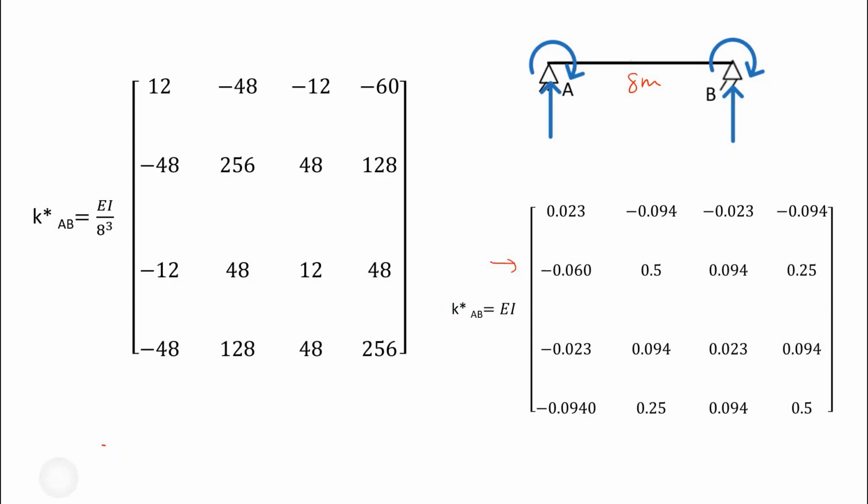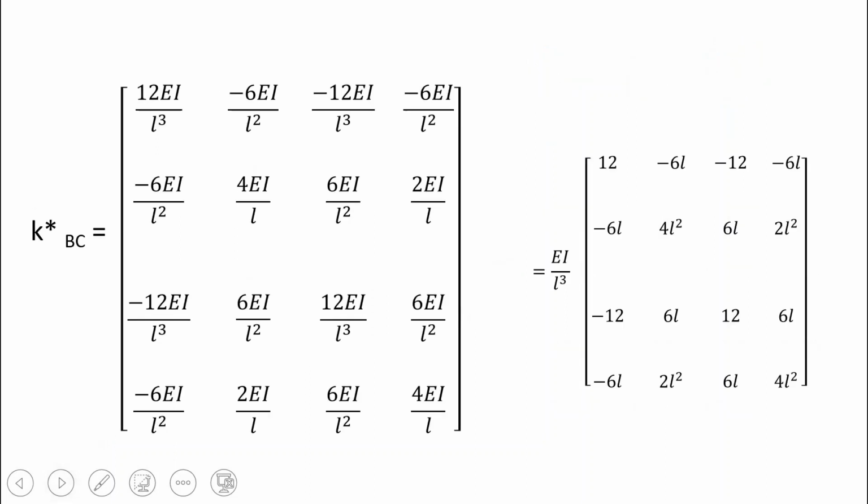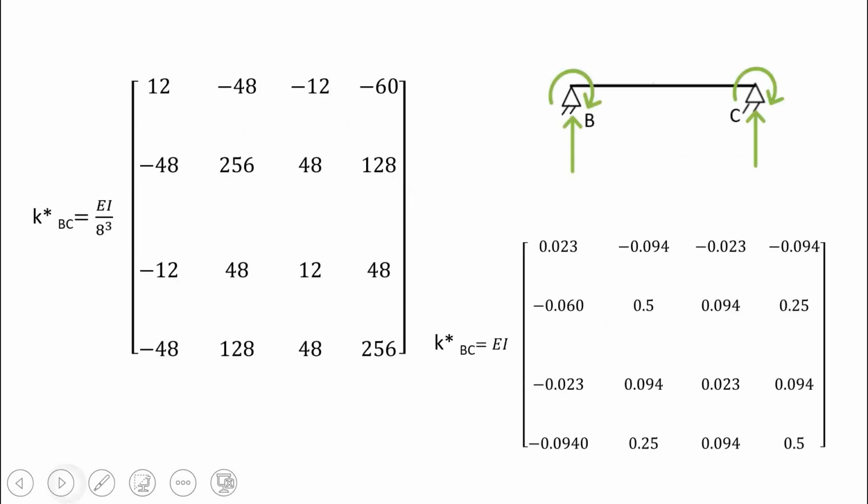Now for BC also we have to find out the element stiffness matrix. Since the lengths of AB and BC are both 8 from the question, both matrices are similar. Okay, both matrices are similar.